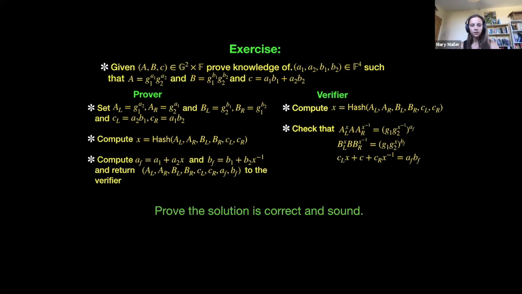So here's a slightly related example. I'm probably not going to give you time to do this now because it would take a little bit of time if you want to go away and give it a go. So here we're going to be trying to, this is actually basically the inner product argument of Bootle et al. in 2016. And they're saying that A is equal to G1 to the A1, G2 to the A2. B is equal to G1 to the B1, G2 to the B2. C is equal to A1, B1 plus A2, B2. Prove that this is true.